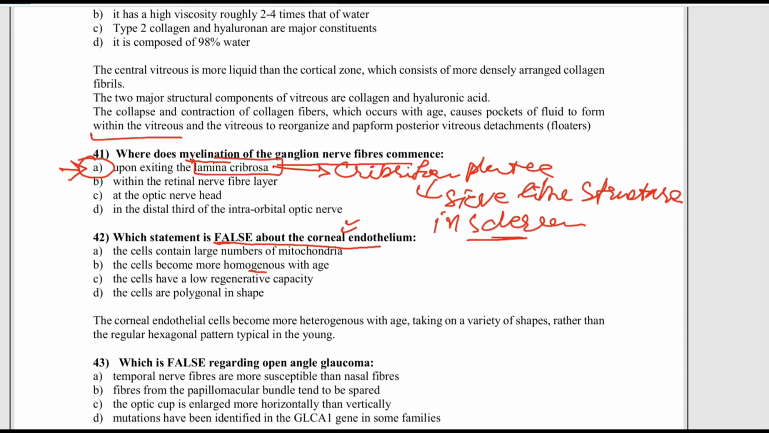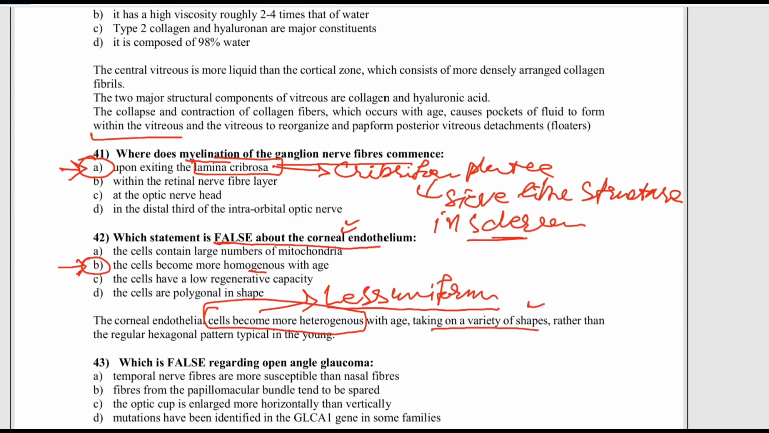So the correct option here is the cells become more homogeneous with age. No. Corneal endothelial cells become more heterogeneous, less uniform. So there is more irregularity of the structure with age, taking on a variety of shapes rather than the regular hexagonal pattern typically seen in the young.